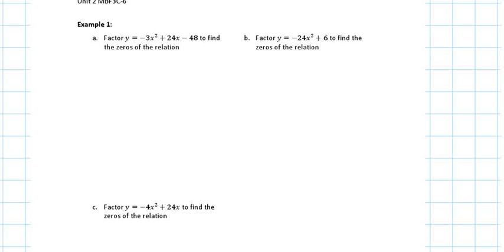Okay, so this example is asking you to factor and solve. So how would I factor this one first? What's the first thing that I need to do to factor? Find a common factor. And what would be your common factor? -3. Remember that if your first term is a negative, you must factor out that negative.